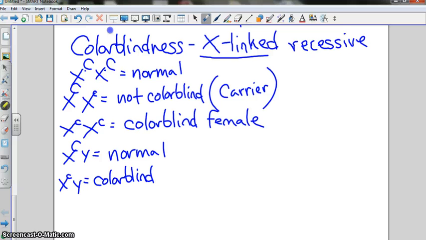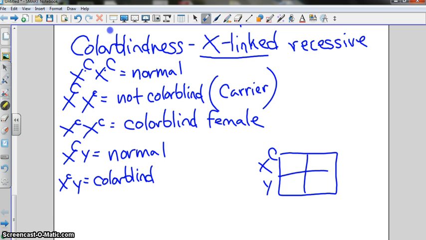Okay. So let's do a Punnett square with this, just over here to the side. If we take a normal male, and let's say they have kids with what we call a carrier female. So what do I mean by carrier? She's got the gene, but she doesn't have it. She's heterozygous. She's got one gene, but she's not colorblind.